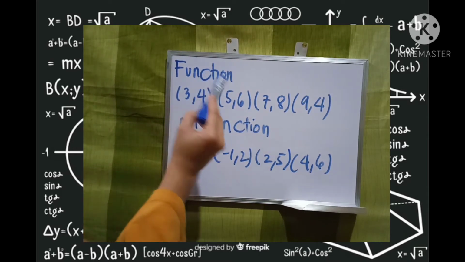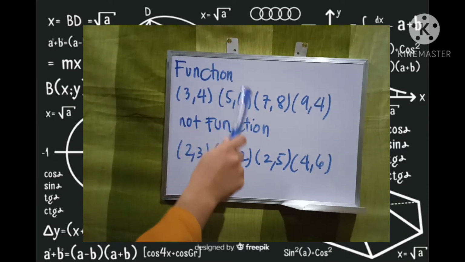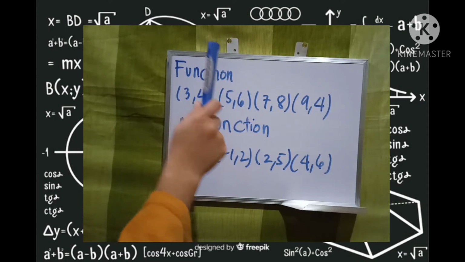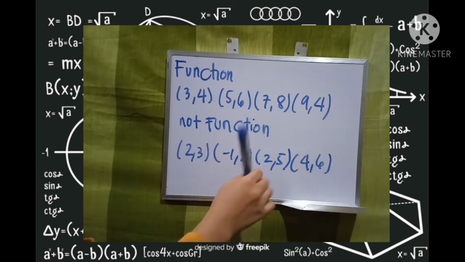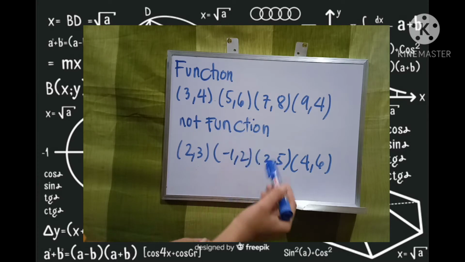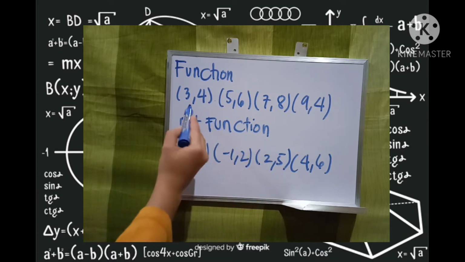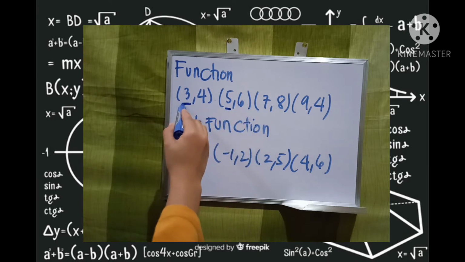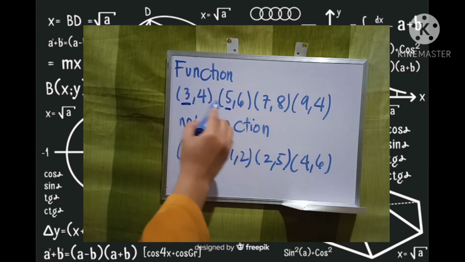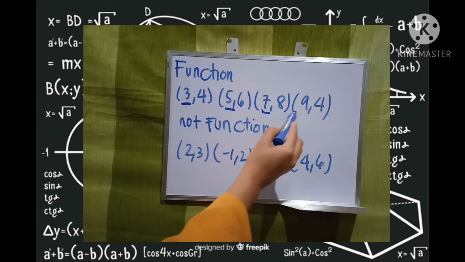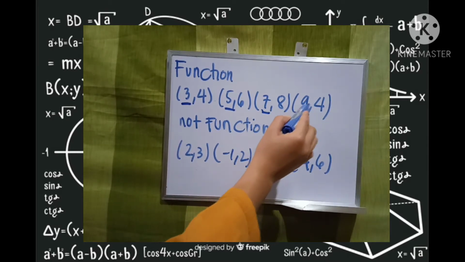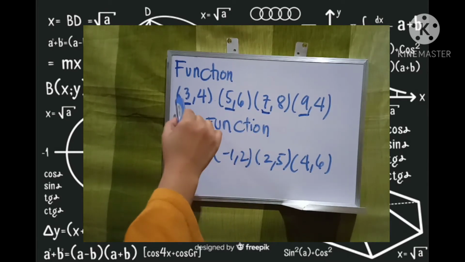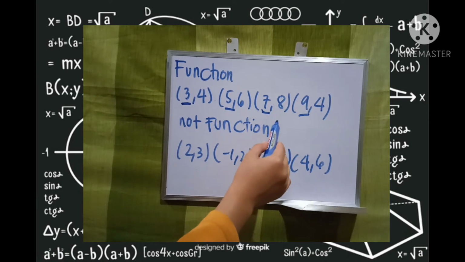As we said, a function is where each element of the domain is related to only one value of the range. So, as we can see, our domain does not repeat. Our domain is 3, 5, 7, and 9. As you can see, the domain does not repeat, so that is why it is called a function.